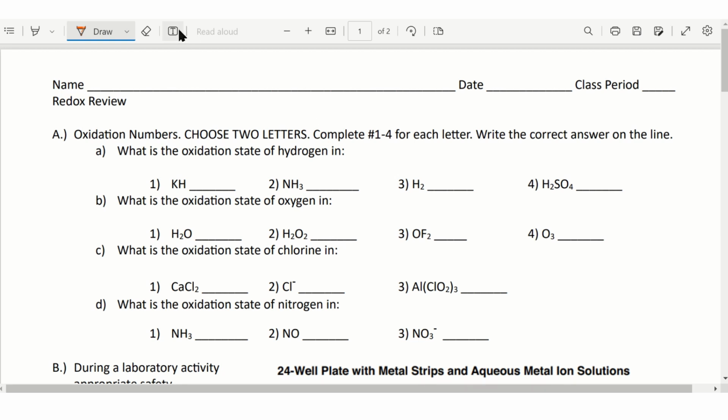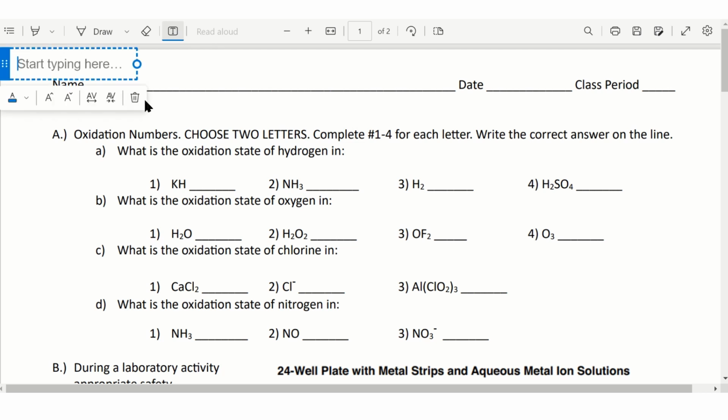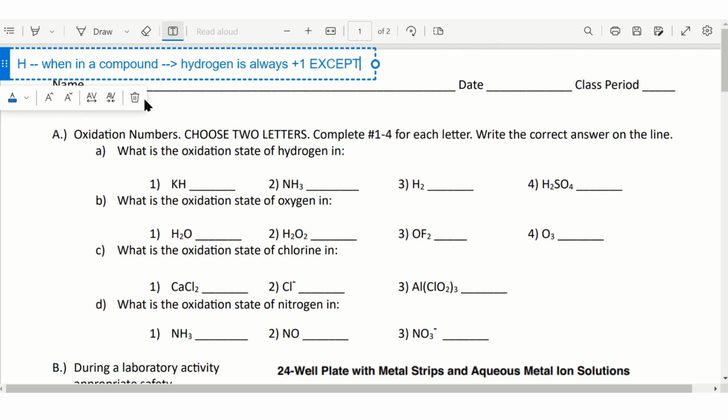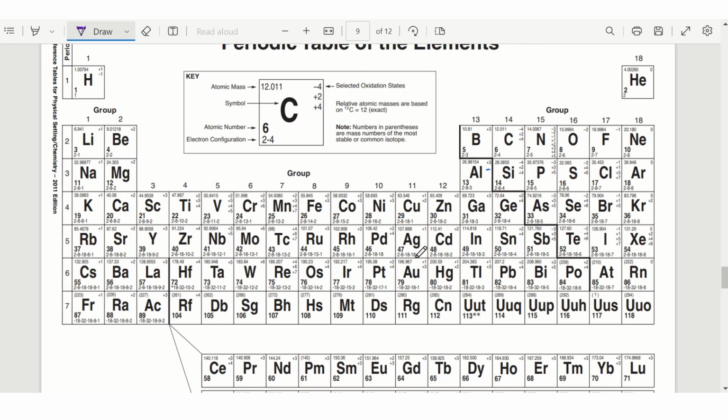All right, let's start off with our redox review. What I'm going to tell you is a few things that will help you through most of it. So first, for hydrogen, okay? Now, when in a compound, hydrogen is always +1, except, of course, there's an except, right? So let's go to the periodic table and see why.